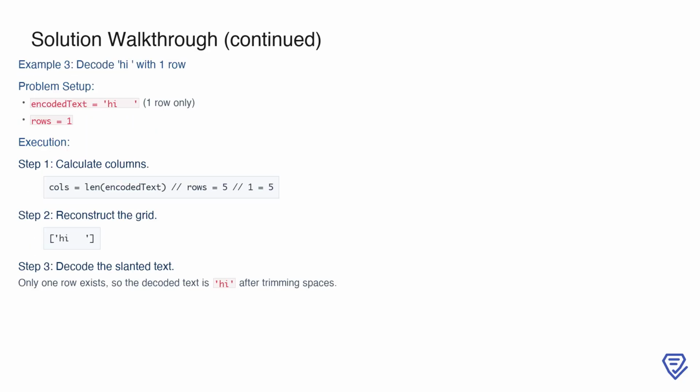In the third example, we decode the ciphertext high, which has only 1 row. Since there is just 1 row, the number of columns is equal to the length of the text, which is 5. The grid consists of a single row, high. Since there are no additional rows to traverse diagonally, the decoded text is simply the content of this single row after trimming any trailing spaces. The result is high. This demonstrates how the algorithm naturally simplifies in cases where only one row is involved.